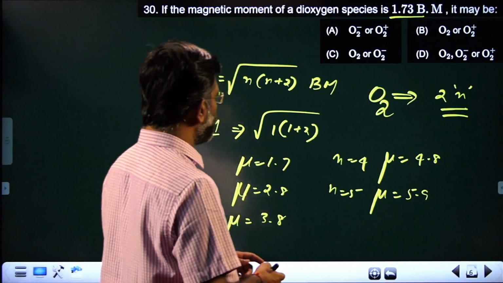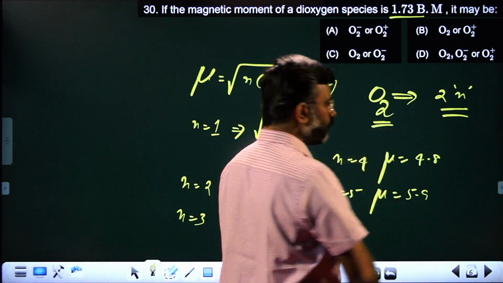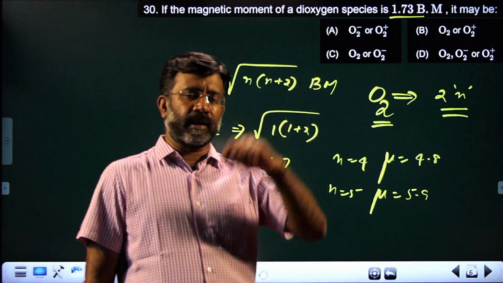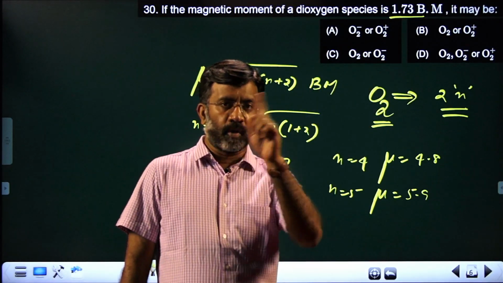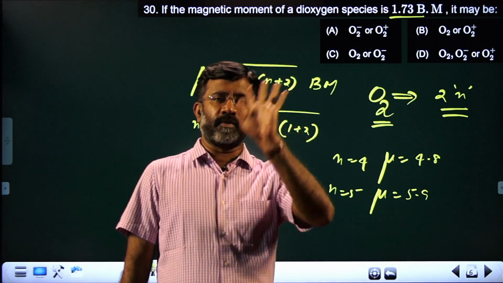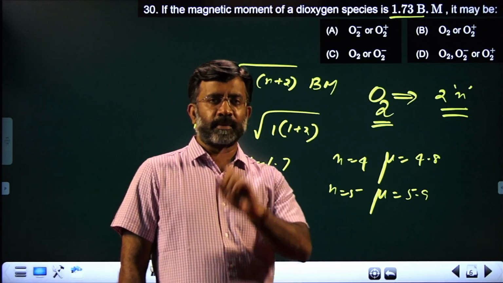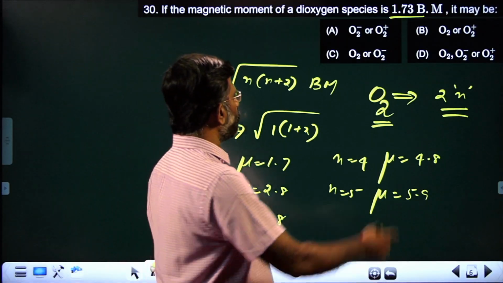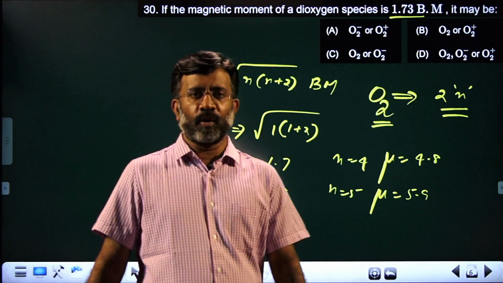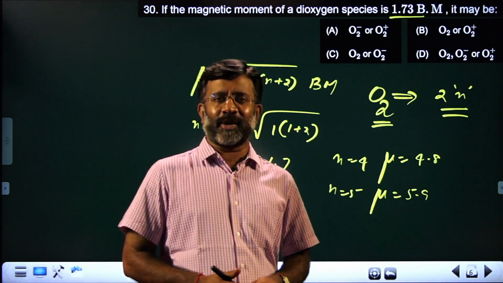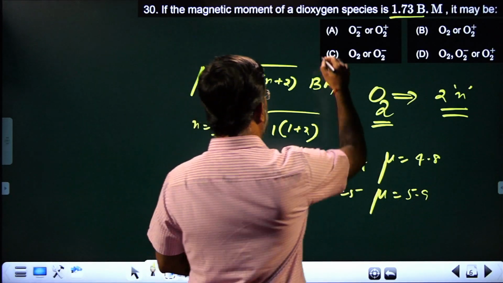O2 minus can be the answer because in O2 there are 2 unpaired electrons ending up in pi star 2px1, pi star 2py1. When one more electron is added, that electron will get paired. So the remaining is 1 unpaired electron. So O2 minus can be the choice. Then O2 plus also can be the choice. So the answer is definitely option A.